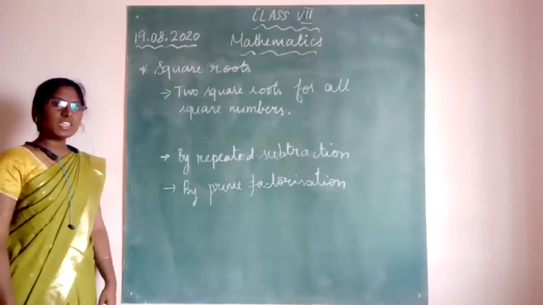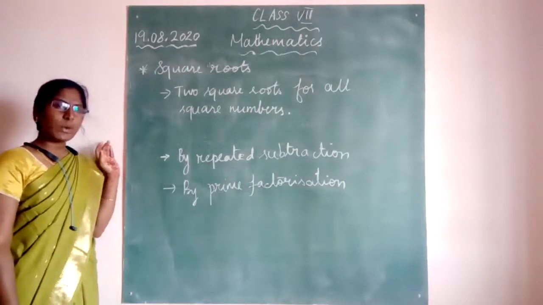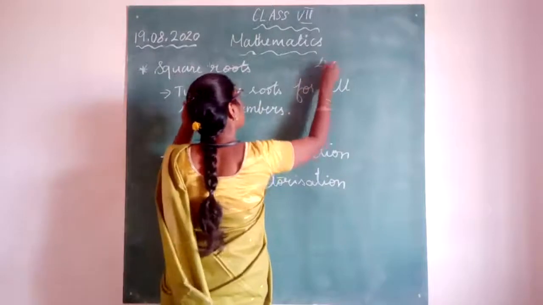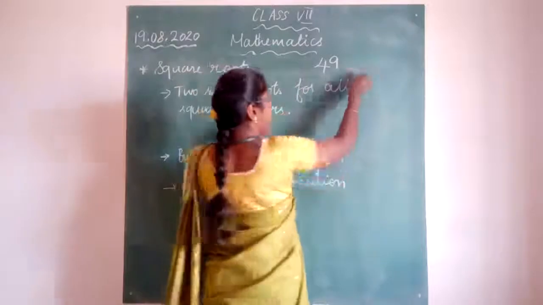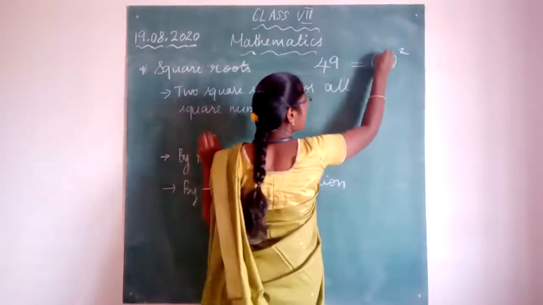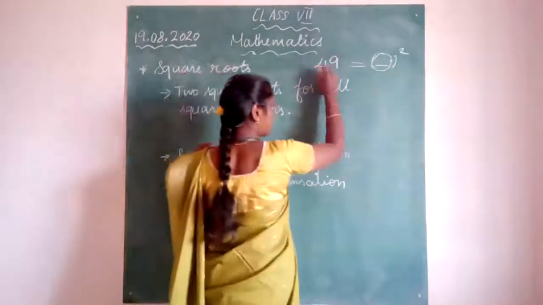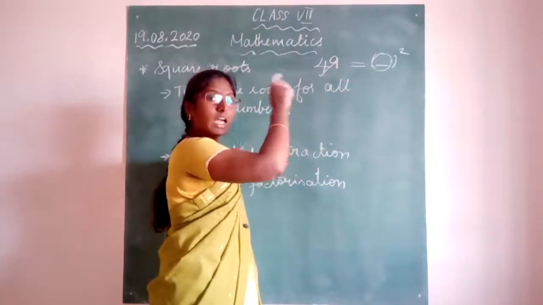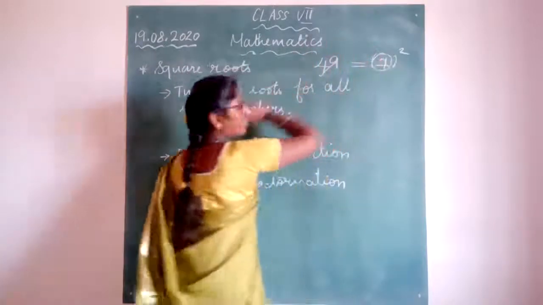Now let us enter into today's class. In today's class we will learn about square roots. Actually, what do you mean by square roots? If you have a square number, okay, 49 is a square number, and the number whose square it is, this number is known as the square root. Okay, actually 49 is a square number, but the number whose square it is known as the square root of 49. So 7 is the square root of 49.